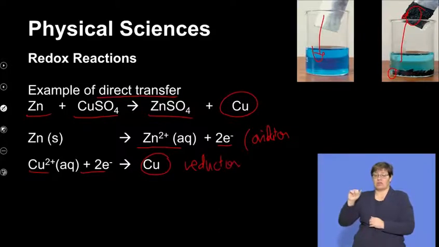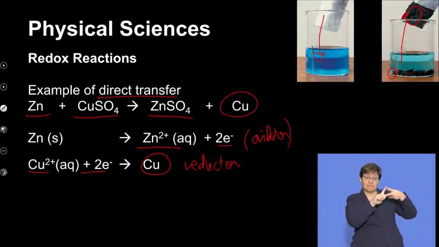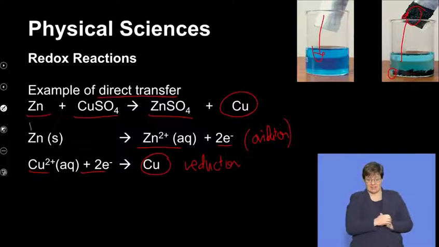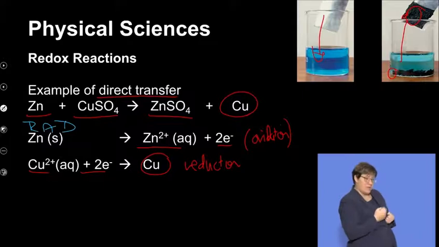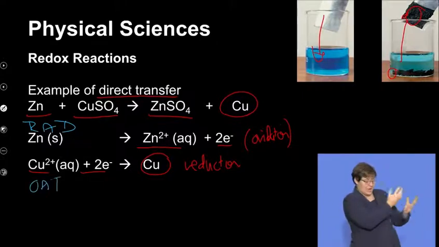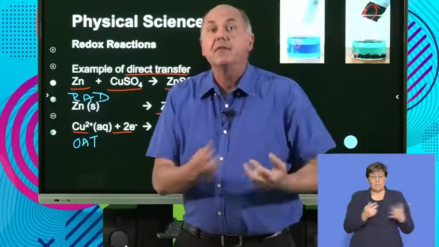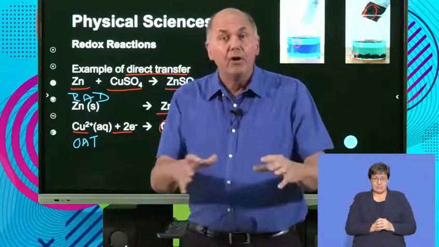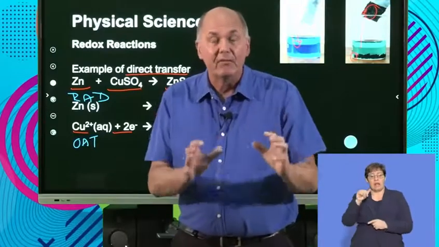Please remember as well that the substance that undergoes oxidation is called the reducing agent. So the zinc here is the reducing agent, and it has donated its electrons. The copper ions here are the oxidizing agent because they've taken electrons. So this balance between oxidation, reduction, reducing agent, oxidizing agent is something you must be very familiar with, both for direct transfer, but also for what's happening in the galvanic cell.